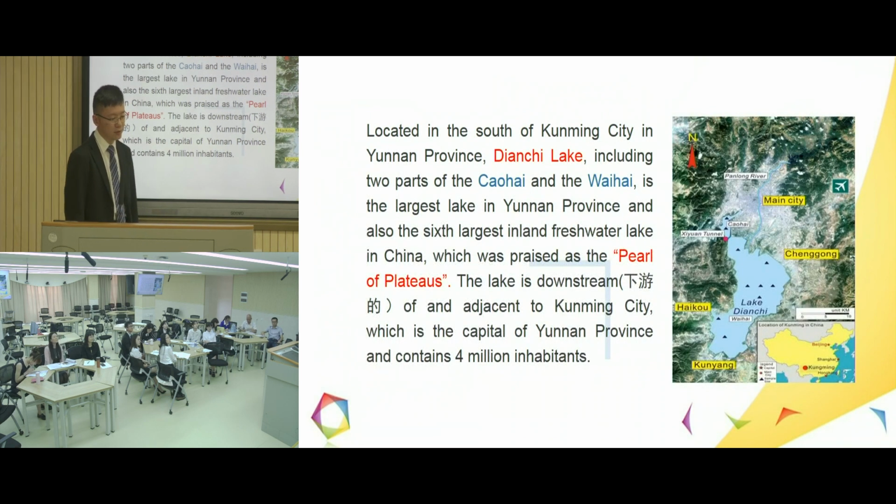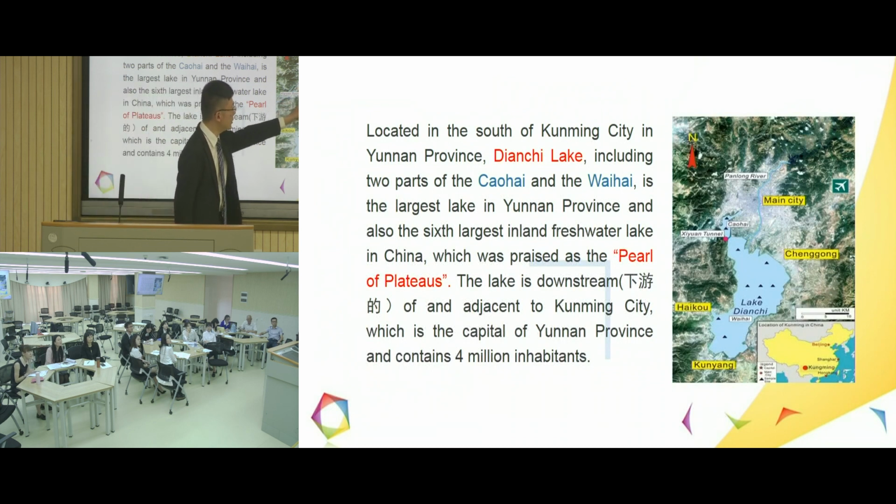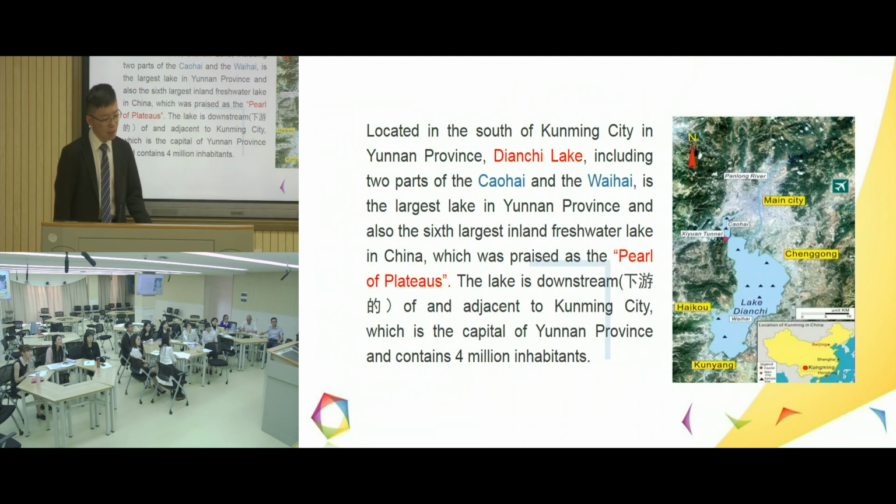Located in the south of Kunming City in our province, Dianchi Lake includes 2 parts, Caohai and Waihai. Here is Caohai, and the big one is Waihai. It's the largest lake in Yunnan province, and it's also the 6th largest inland freshwater lake in our country. Dianchi Lake was praised as the pearl of the plateaus.